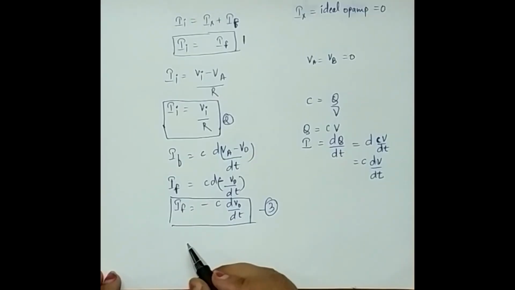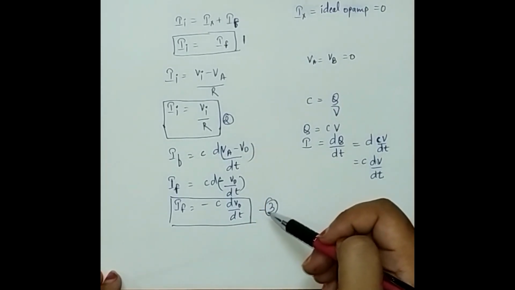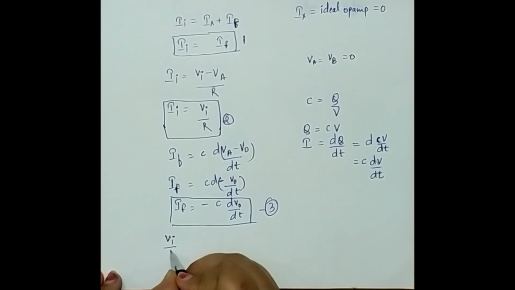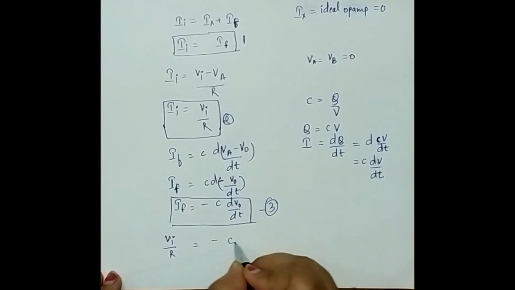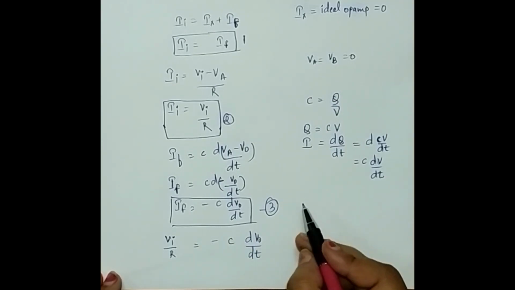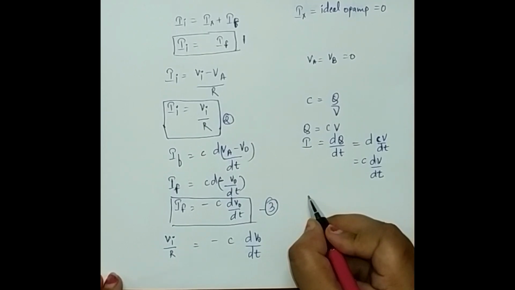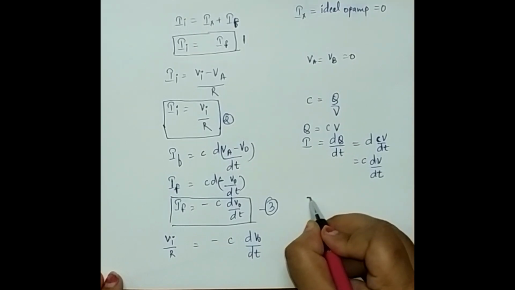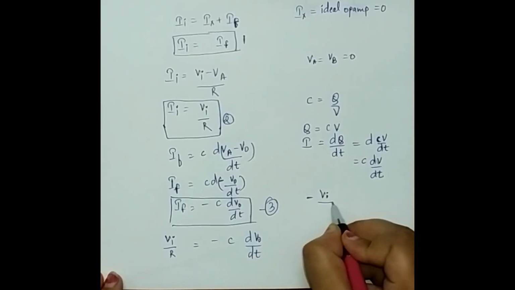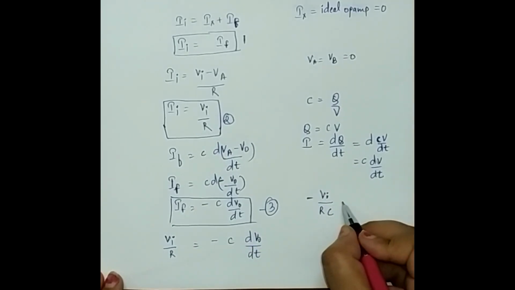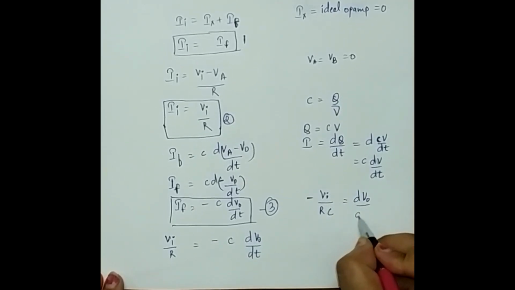Now we put the values of equation number 2 and 3 in equation number 1. It will be Vi by R equals minus C into dV0 by dt. Now let us express this in terms of V0. We shift the minus and C to this side, so minus Vi divided by R into C will be equal to dV0 by dt.